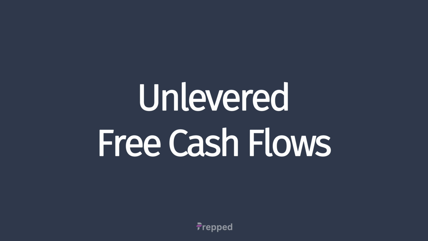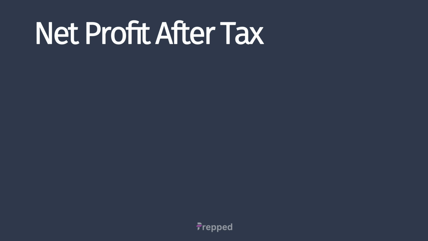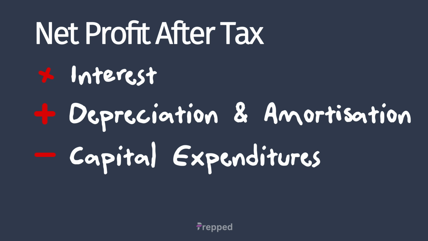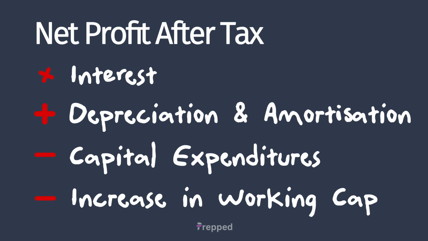If you take away the taxes, capital expenditures, and increases in working capital, that will get you to your unlevered free cash flow. Then on the other side, if we start with net profit after tax, we need to add in interest, depreciation, and amortization. And then we need to subtract capital expenditures and the increase in non-cash working capital.